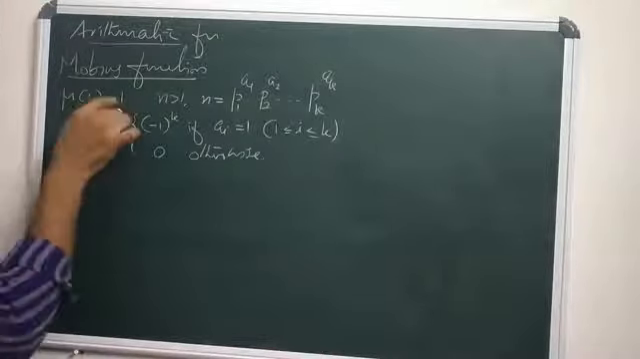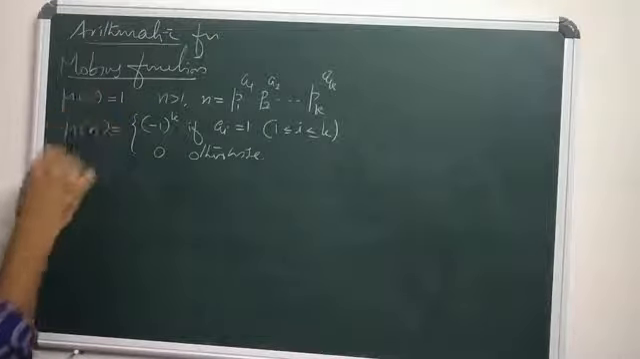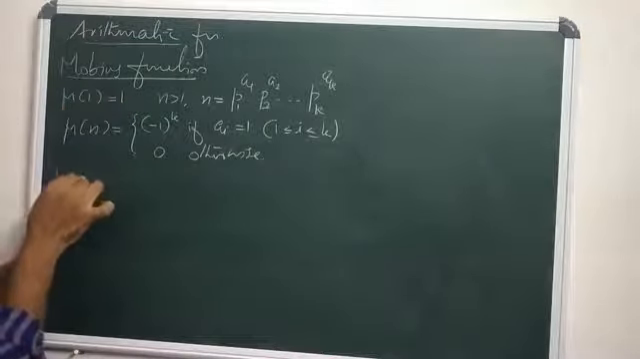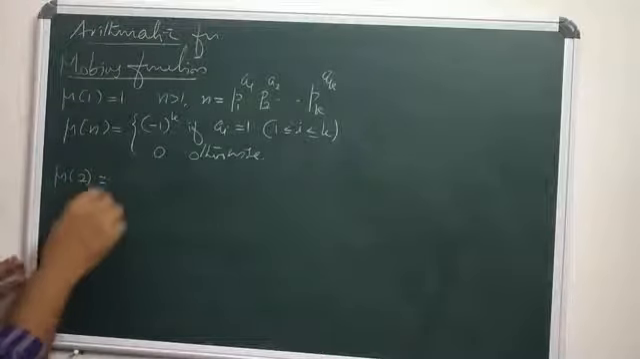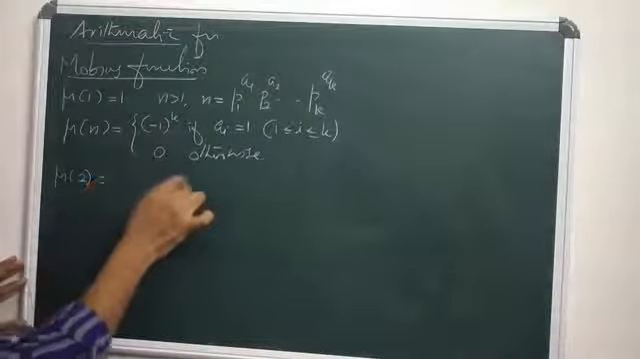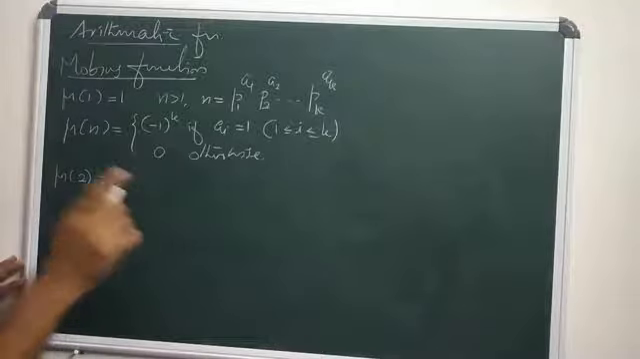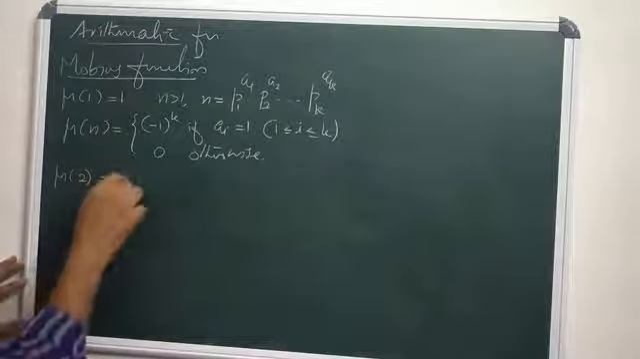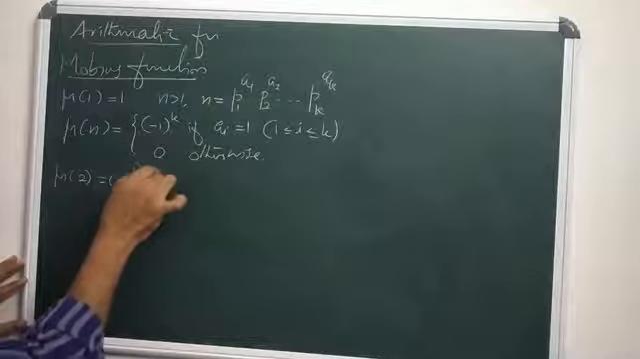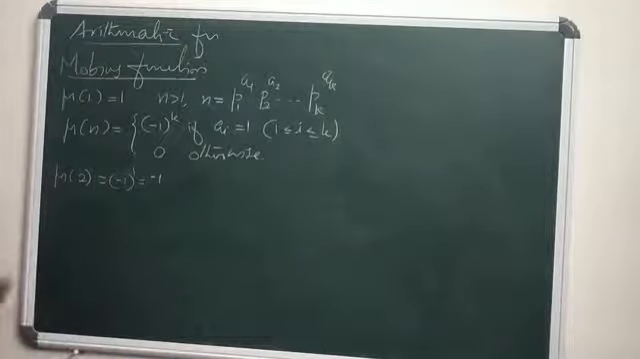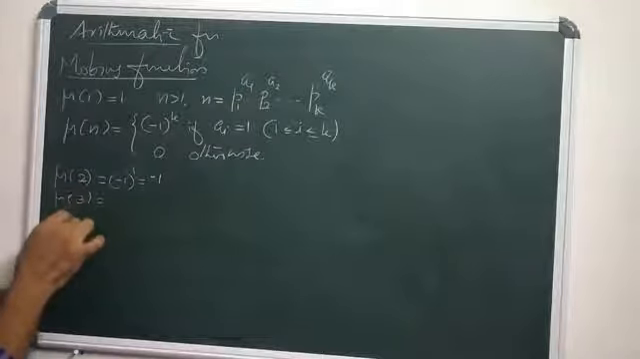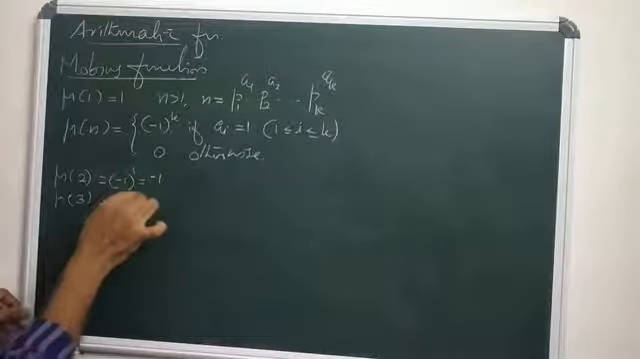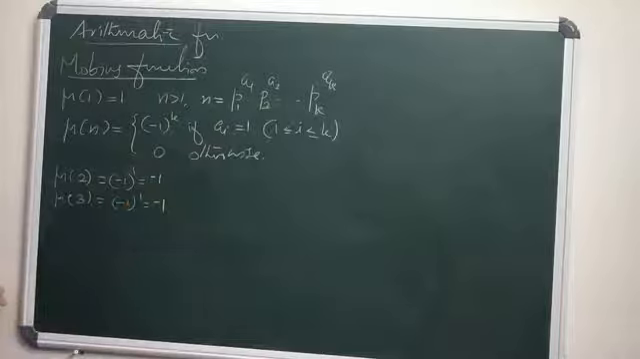Mu of 1 equals 1, that's by definition. What is mu of 2? Here 2 is simply a prime. So mu of 2 is minus 1 power 1, which equals minus 1. What is mu of 3? Again 3 is a simple prime, so it is again minus 1 power 1, which equals minus 1.